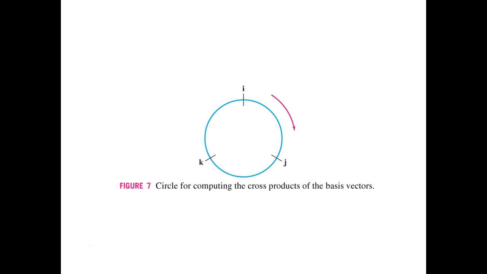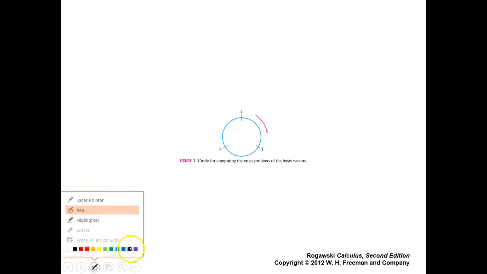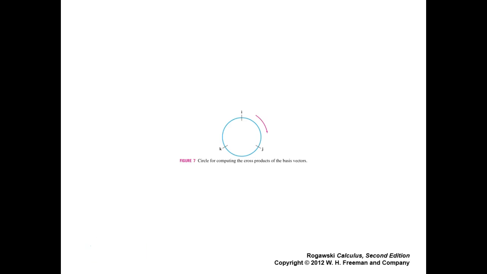So let's do example 4. I do not believe they have a figure for it, so let's write on this one. Compute this. Let me get my pen darkened. All right. 2i plus k cross 3j plus 5k.